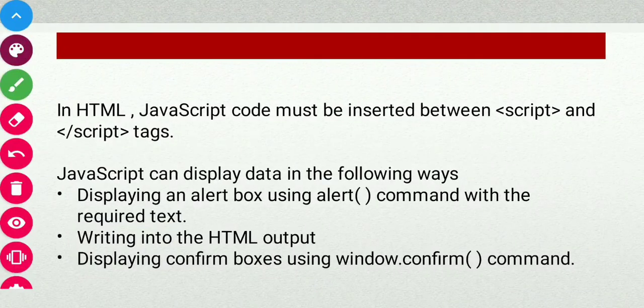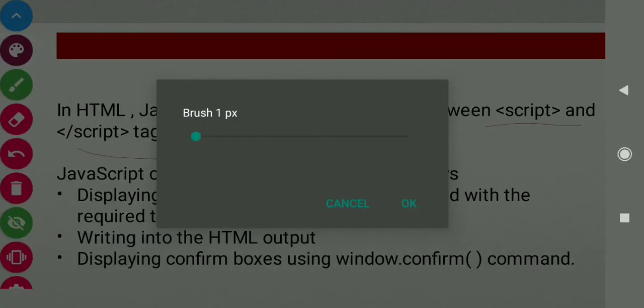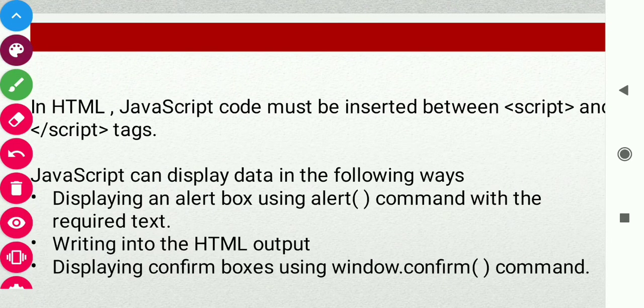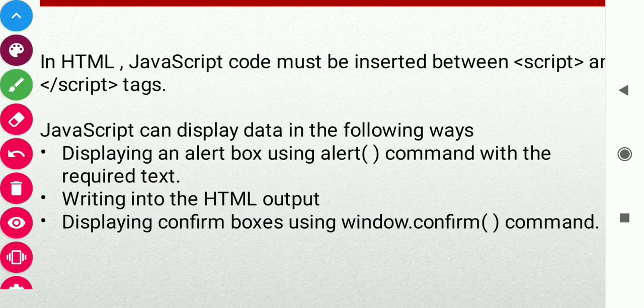here, if you want to use JavaScript in HTML, you must use the script tag open and script tag close. So the content of the JavaScript must be written in the script tags. Script tag open and script tag close, and then JavaScript can display the data in the following ways.